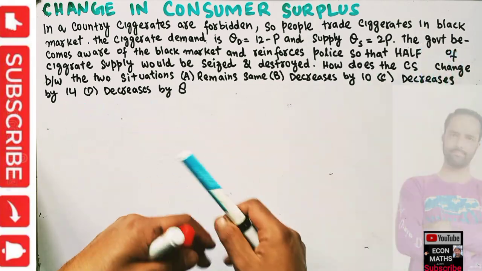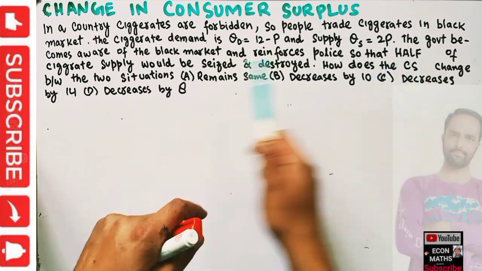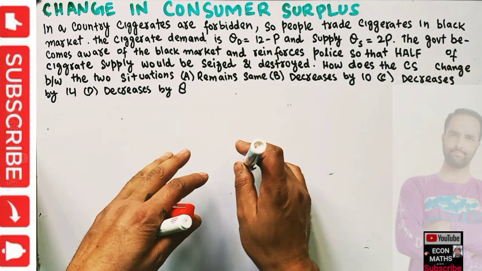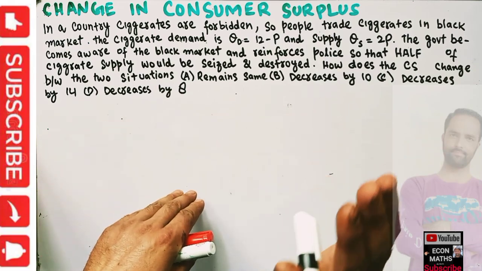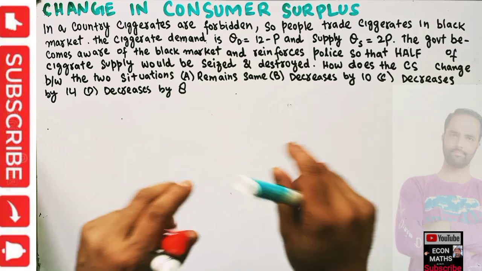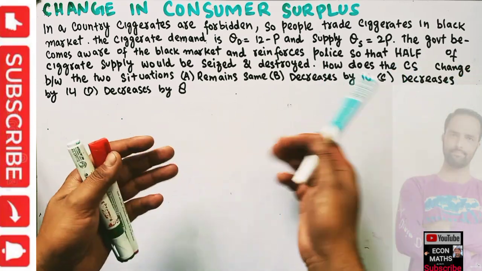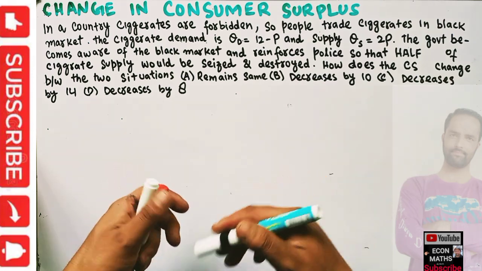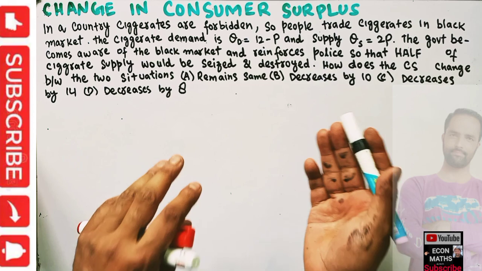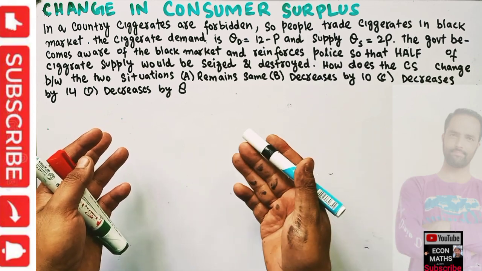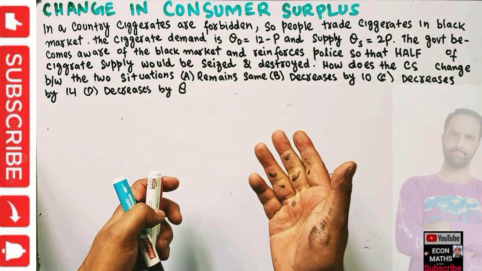The government becomes aware of the black market and reinforces police so that half of the cigarette supply would be seized and destroyed. So the police comes into action and destroys half of the cigarette supply. How does the consumer surplus change between the two situations? We have to find out the change in consumer surplus before the government interferes and after the government interferes.